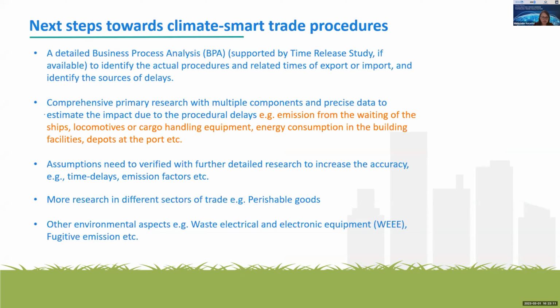And also we need to look into the different sources of emission that we identified in the phase two study, but it has not been measured. So we need to explore these sources of emission. For example, the emission from the extra hours of hoteling phase of the ships, locomotives, the extra hours of the operations of cargo handling equipment, energy consumption in the buildings and facilities and depots at the port that occurs for the procedural delays at the port. We can also see the environmental aspects, for example, the waste electrical and electronic equipment, the fugitive emissions, and how they are coming from the procedural prospects.